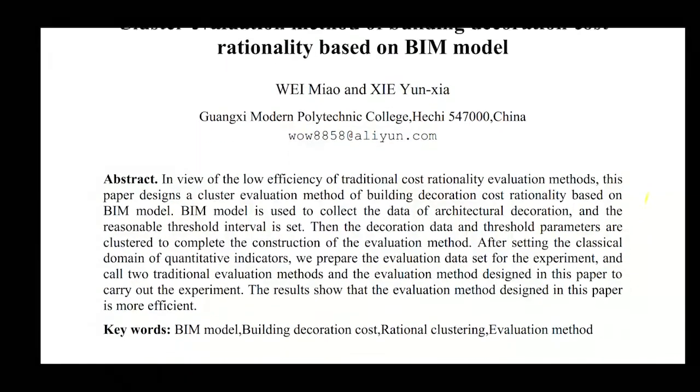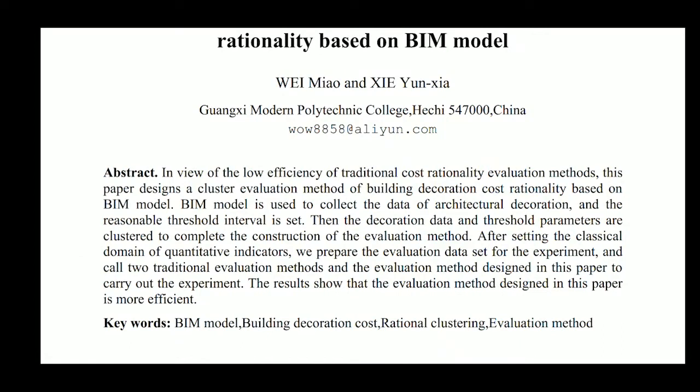BIM model is used to collect the data of architectural decoration, and the reasonable threshold interval is set. Then the decoration data and threshold parameter are clustered to complete the construction of the evaluation method.